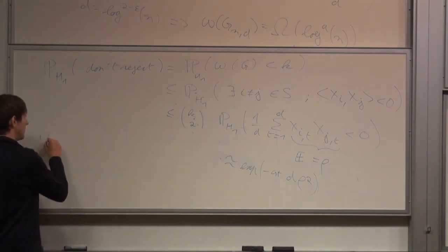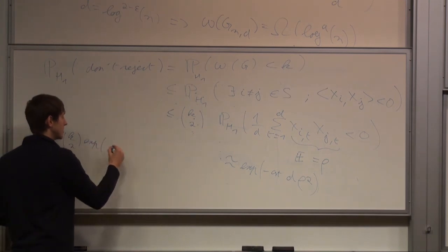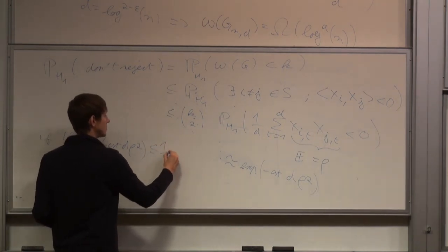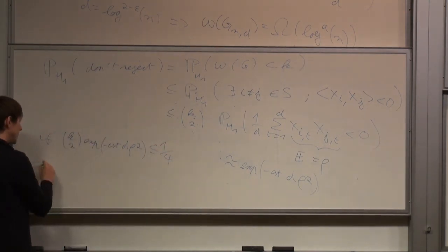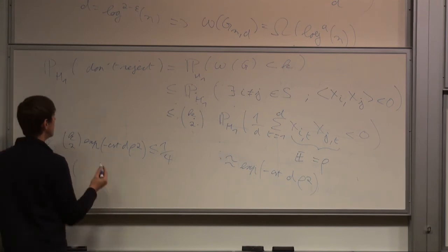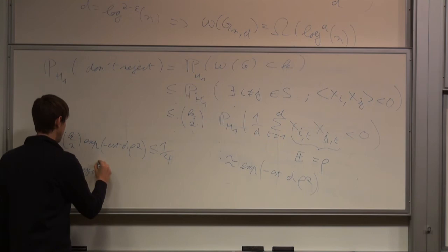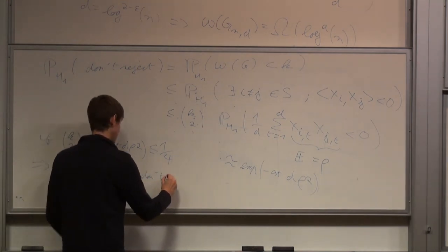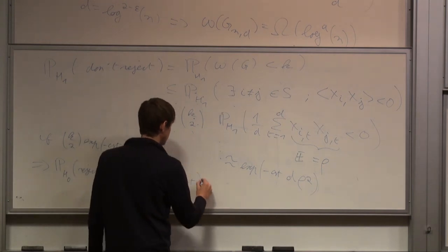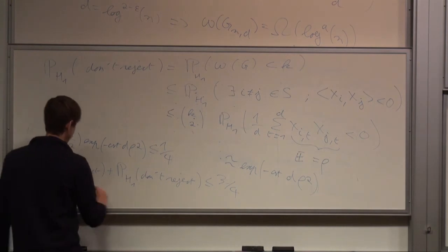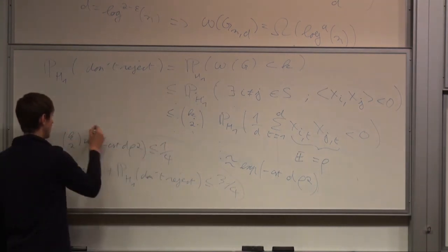So if k choose 2, so k squared, exponential minus this constant rho_0 squared is smaller than 1/4, then the risk, so the probability under H0 that we reject plus the probability under H1 that we don't reject, is going to be smaller than 3/4. Okay, that's the result of our analysis.